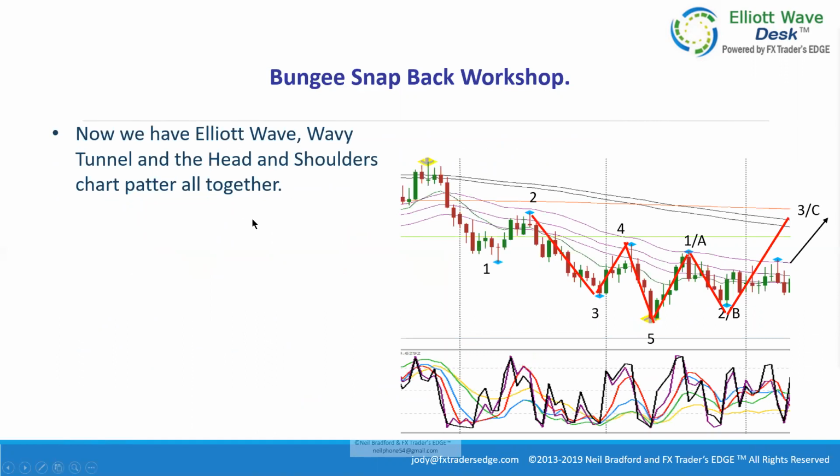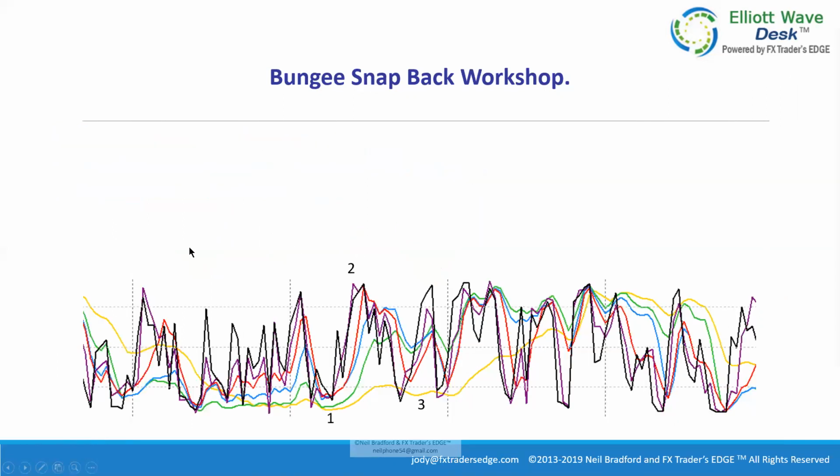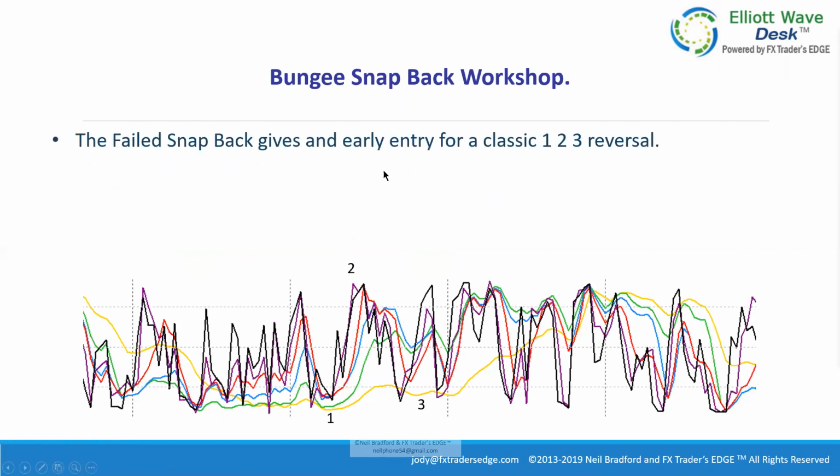So now we've got Elliott wave, wavy tunnel, the inverted head and shoulders pattern all together, and the bungee reflects what they do. Now all this, if you go back to when you very first started trading, from somebody somewhere you will have learned about a classic 1, 2, 3 reversal. Point 1 is the extreme, then you get point 2 in the direction, then you get the correction for point 3, and when price crosses back above point 2, you've got your trade.